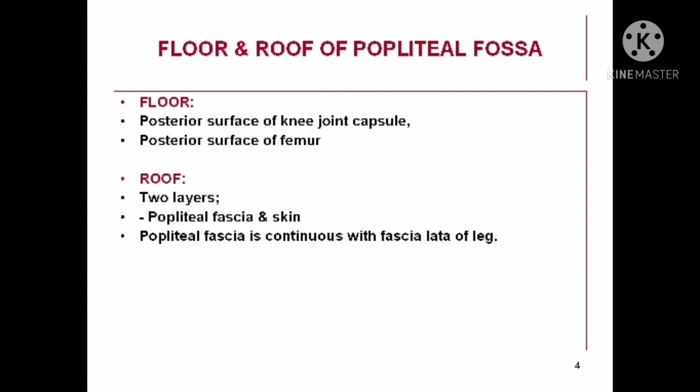The floor and the roof of the popliteal fossa. The floor is formed by the posterior surface of the knee joint capsule and the posterior surface of the femur. The roof is formed by two layers, the popliteal fascia and the skin, and the popliteal fascia is continuous with the fascia lata of the leg.